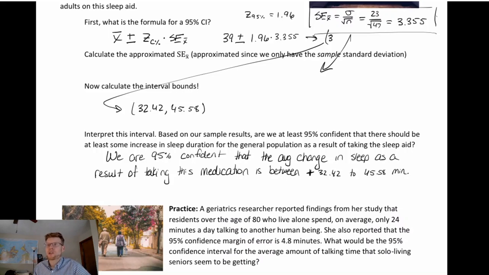Now, this follow-up question, based on our sample results, are we at least 95% confident that there should be at least some increase in sleep duration for the general population as a result of taking this sleep aid? So what I'm going to say here is, notice that our interval is completely above 0, so it means that we are confident, at least 95% confident, that is. I mean, we're really more than that, but at least 95% since our whole interval is above 0 here.